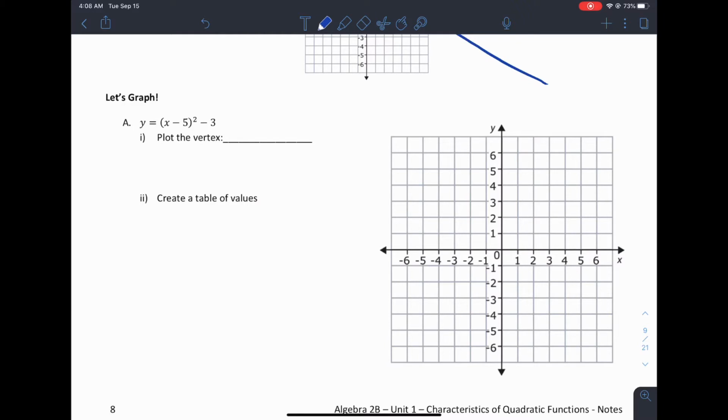Okay, so the first thing we want to do is identify the vertex. And I have h and k. Remember, they tell me the vertex. So my vertex here would be at 5, negative 3. Remember, the h value is always opposite of what you think because it's x minus h in the formula. Remember, it's y equals a times x minus h squared plus k. It's that minus h. Okay, so I'm going to go ahead and go right 5, down 3.